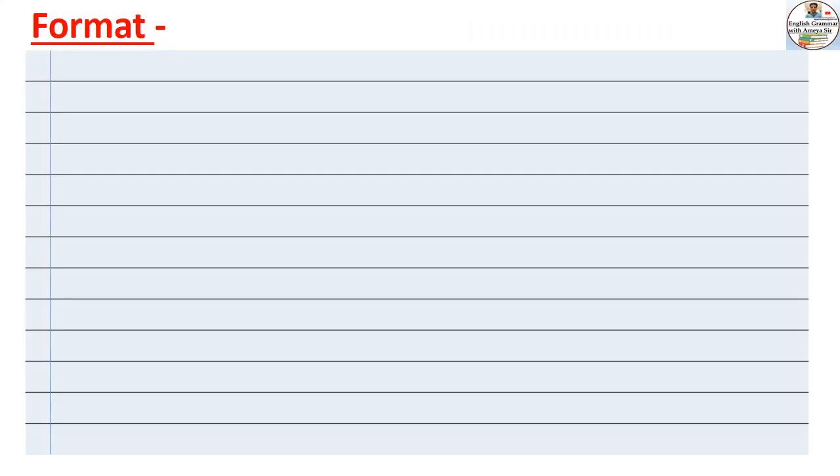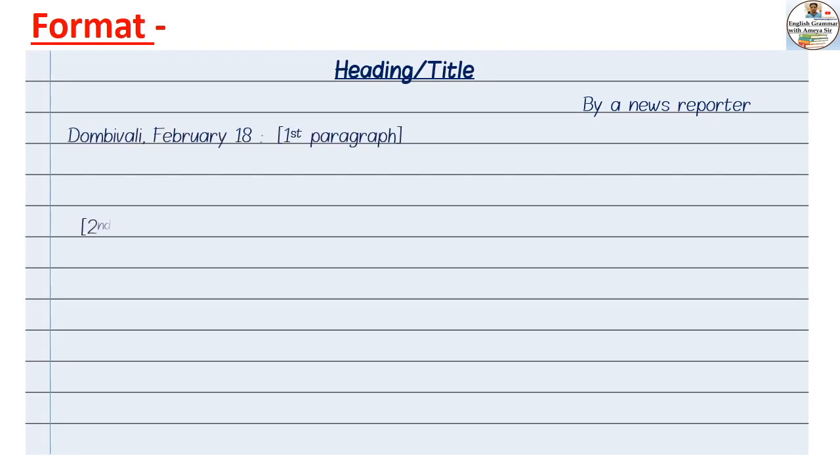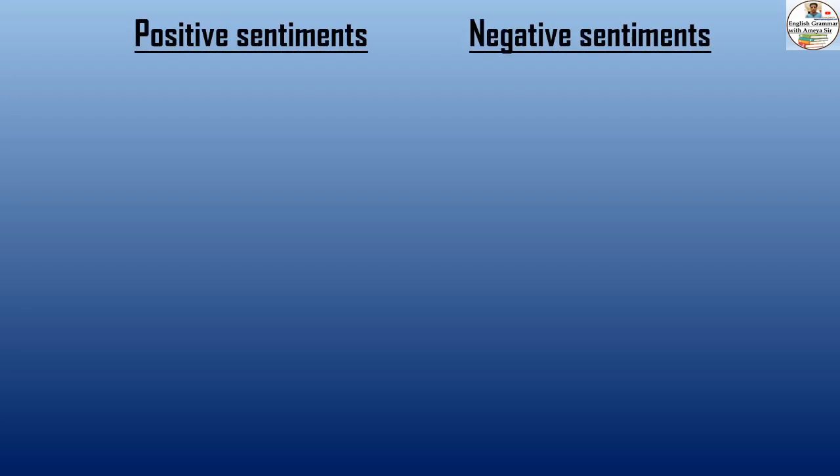Here is the format for the report writing. We start with the heading, then the reported byline, followed by the date line. We cover the place and the date. Finally, we divide the report into distinct paragraphs, 2 or 3 paragraphs. Report writing can be segregated into 2: report with positive sentiments, report with negative sentiments.